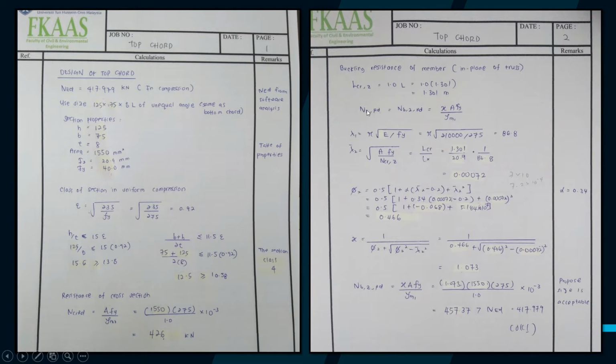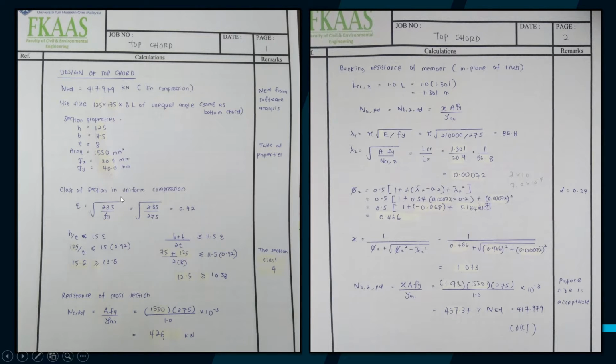So NED from the software analysis in compression, when we use the same size as the bottom chord, this section properties from the table of properties, which is H is 125, B 75, T 8, area 1550 millimeter squared, IZ 20.9 mm, IY is 40.0 mm.